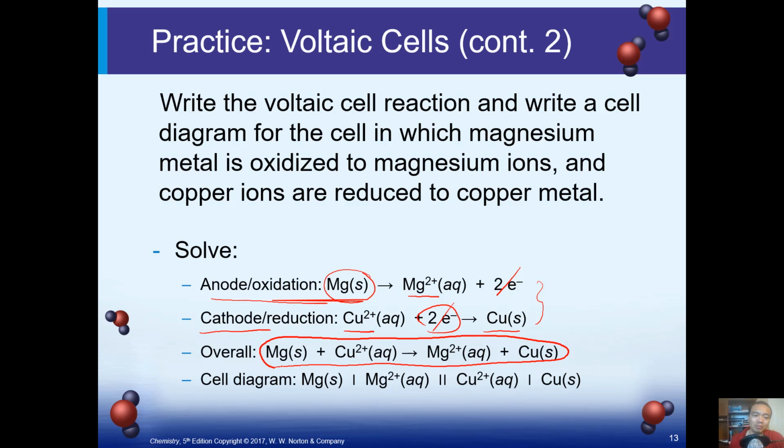When you write the cell diagram, remember the anode will be written on the far left and the cathode will be written on the far right. Remember to use the phase boundaries, and also don't forget to use double vertical line to represent the salt bridge when you write the cell diagram. Since there is no concentration, we are going to just leave it as is.